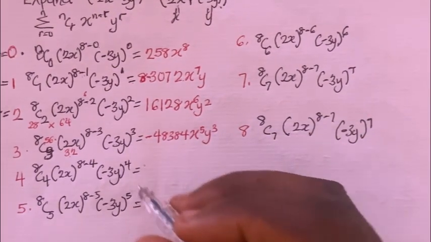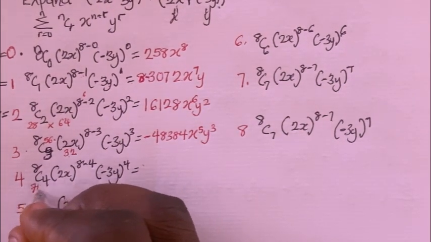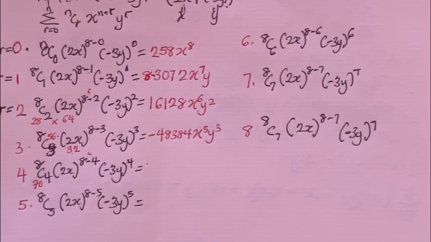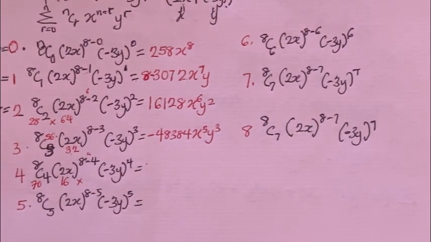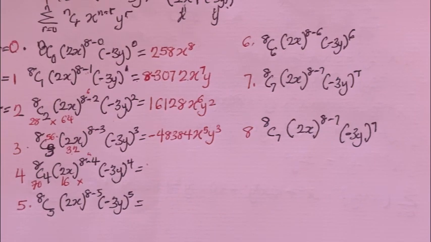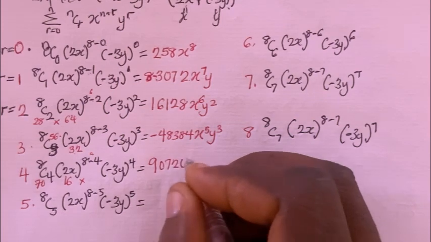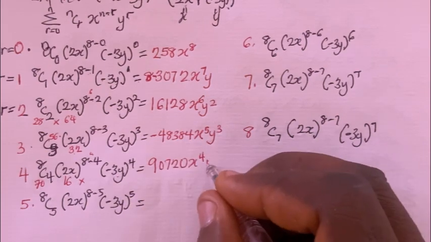The next term here is 8 combination 4, which is 70. Then multiply by 2 raised to the power of 8 minus 4, that's going to be 4. 2 raised to the power of 4 is 16. Then multiply by minus 3 raised to the power of 4, which should give us 81. So here we're going to have 70 multiplied by 16 multiplied by 81. That's going to be 90720. Then here we're going to have x raised to the power of 4, and y also raised to the power of 4.